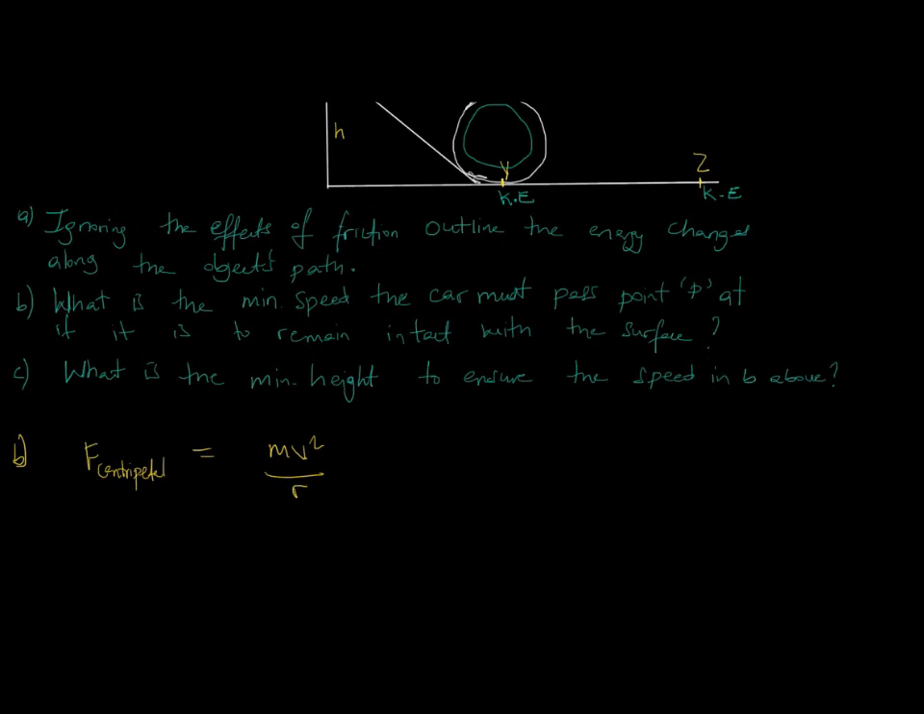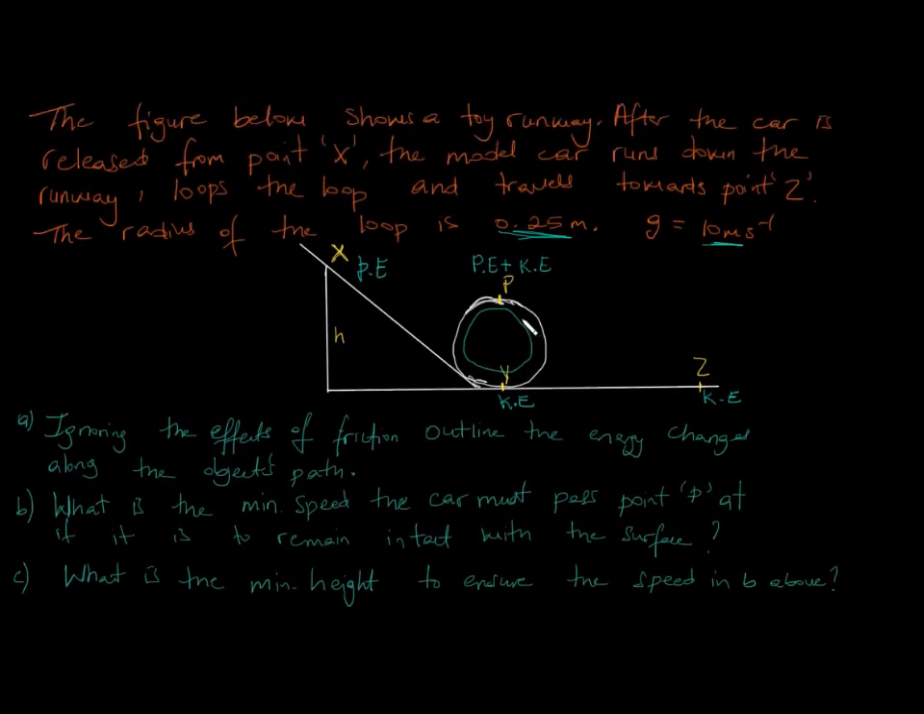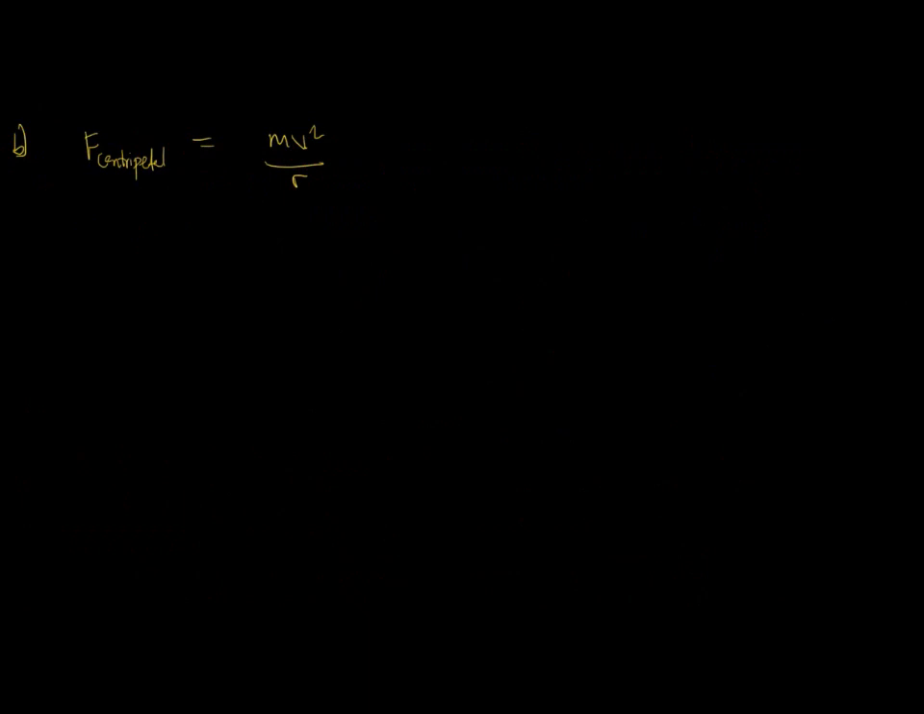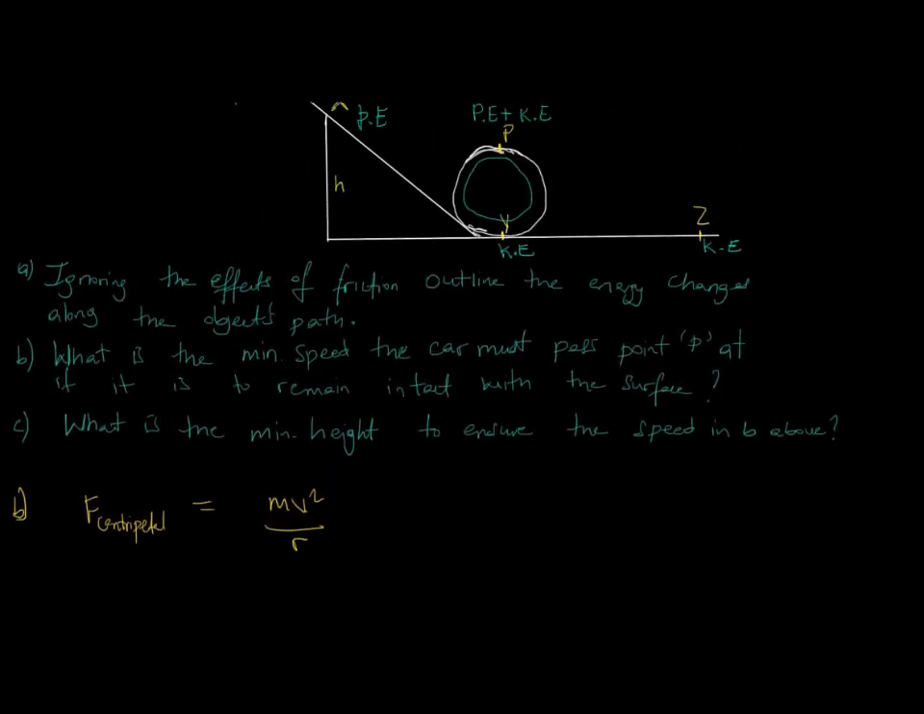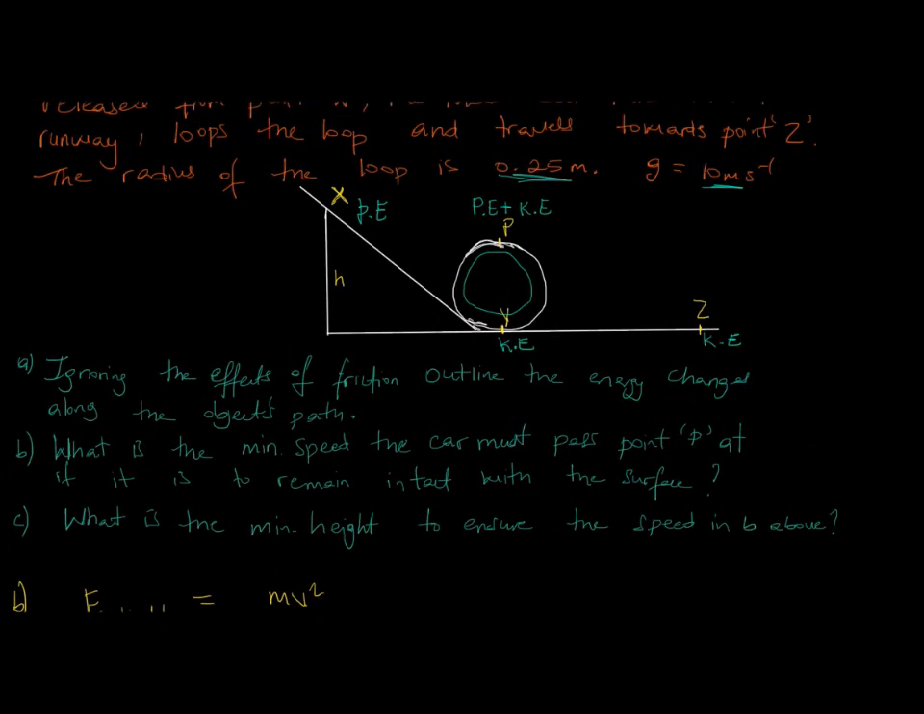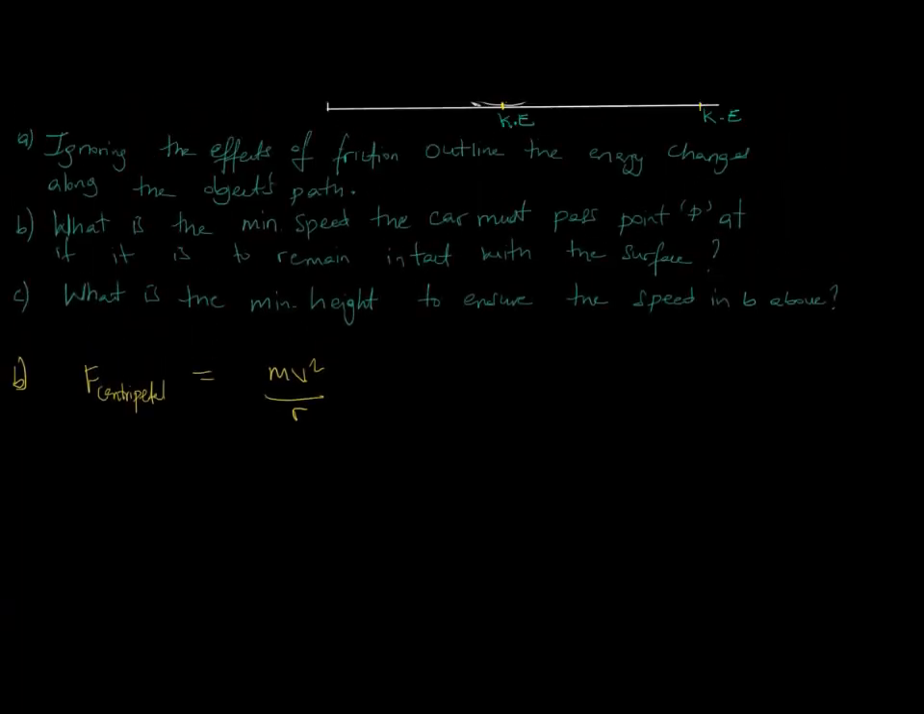Now, since we have an object of mass going around the circle, at point P we have a centripetal force acting on the body to keep it in the circle, and then we have the force due to gravity trying to kick the object out of its orbit. So for the object to remain in contact, those two forces, the centripetal force and the force due to gravity, must be equal.